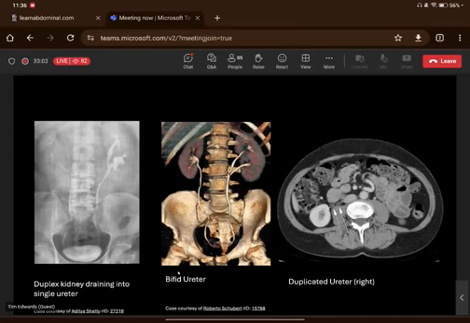And then obviously we can't see the whole course of this on this axial CT, but you can see there are two ureters that can be seen on the right side. So this is a true fully duplicated ureter. So what you would see is two collecting systems draining into two distinct ureters that then drain into the bladder at two separate points.